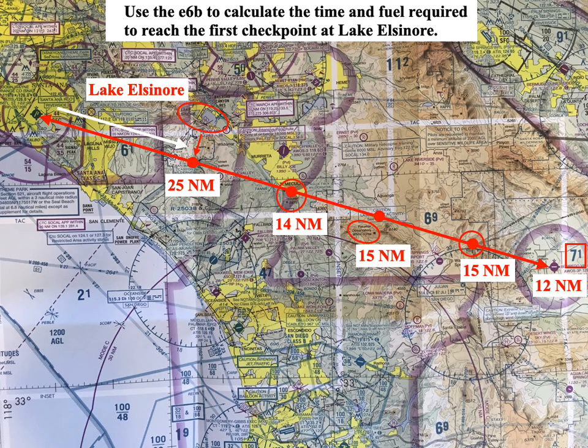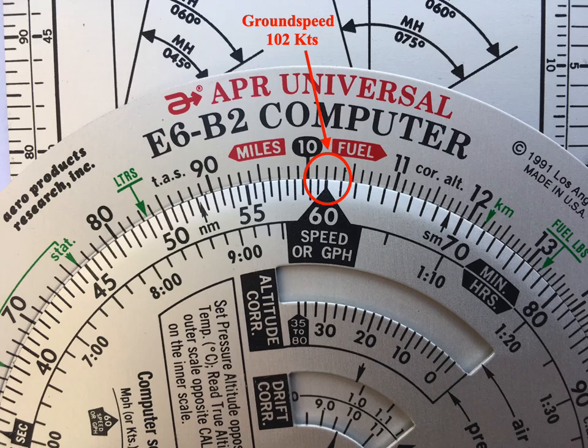Now we'll need to use the E6B flight computer to calculate the time and fuel required to reach the first checkpoint at Lake Elsinore. We line up the 60, representing 60 minutes, on the inner wheel, with our ground speed of 102 knots. Zeros can be added as needed to the numbers on the scale to obtain the number we need to work with. For example, in the picture we have lined up the 60 with the second hatch mark past the 10. This could represent the number 12, but since we need to line up 102 knots per hour, we just add a 0 to the 10. This may seem confusing at first, but with a little practice it becomes easy.